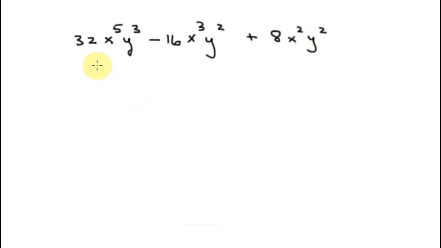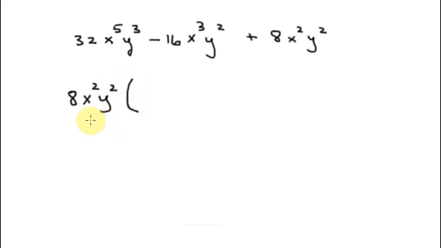So my greatest common factor, I have a 32 and a 16 and an 8. I think each number there is divisible by 8. Then I have x to the 5, x cubed, x squared. So I can take x squared out of each of those. Then I have y cubed, y squared, y squared. So I can take a y squared out of each term.